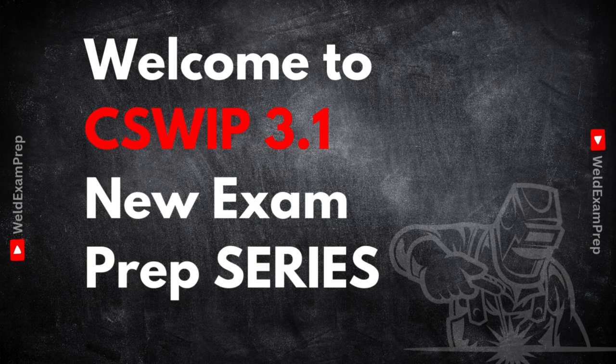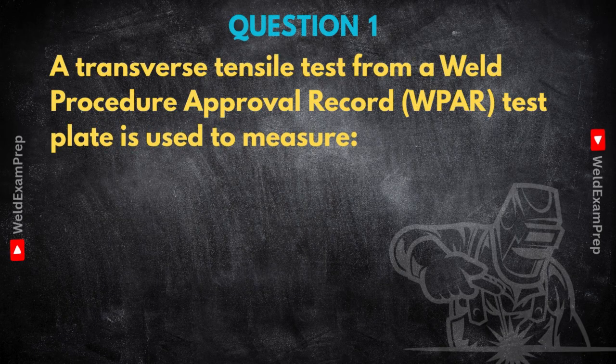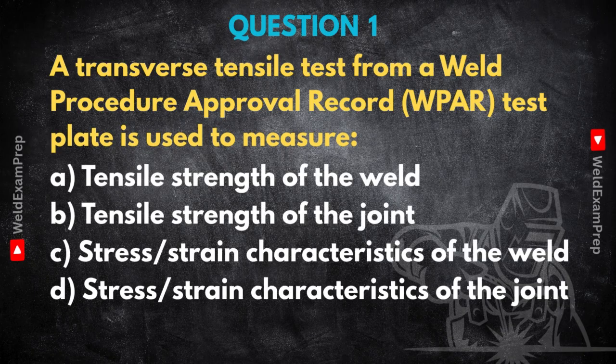First question. It's about mechanical testing. A real cornerstone, this one. Fundamental stuff. Okay, here it is. A transverse tensile test from a weld procedure approval record, WPAR, test plate, is used to measure. And the options are A, tensile strength of the weld, B, tensile strength of the joint, C, stress-strain characteristics of the weld, D, stress-strain characteristics of the joint.